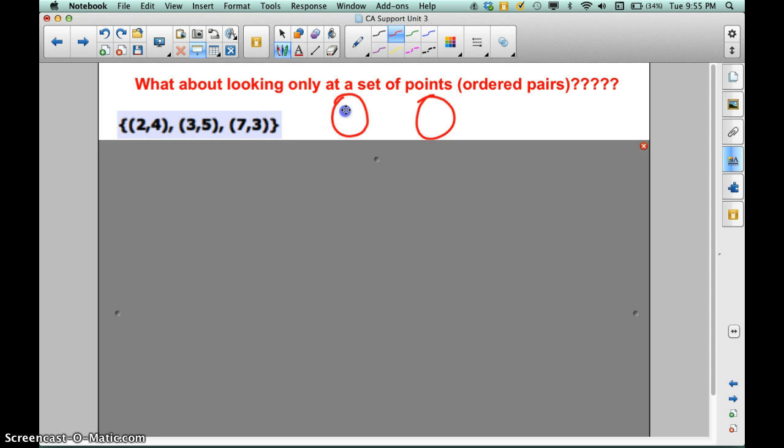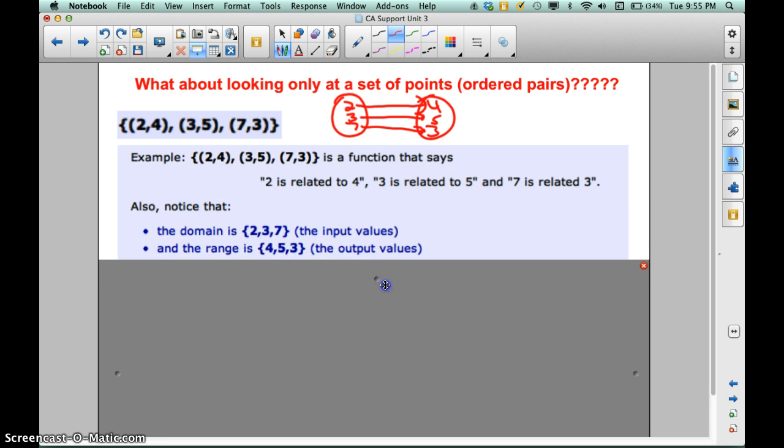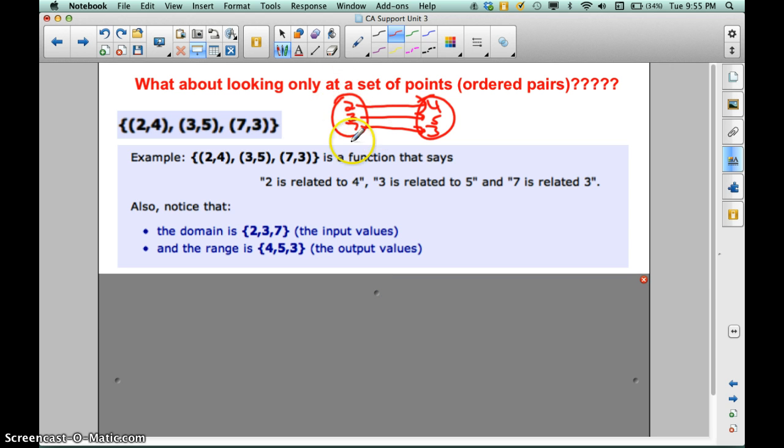2 has an arrow to 4. And 3 has an arrow to 5. And 7 has an arrow to 3. Are there 2 arrows coming off anything here? If there's not, it's a function. And so that's what makes this a function. Every value of x has one and only one corresponding value of y.